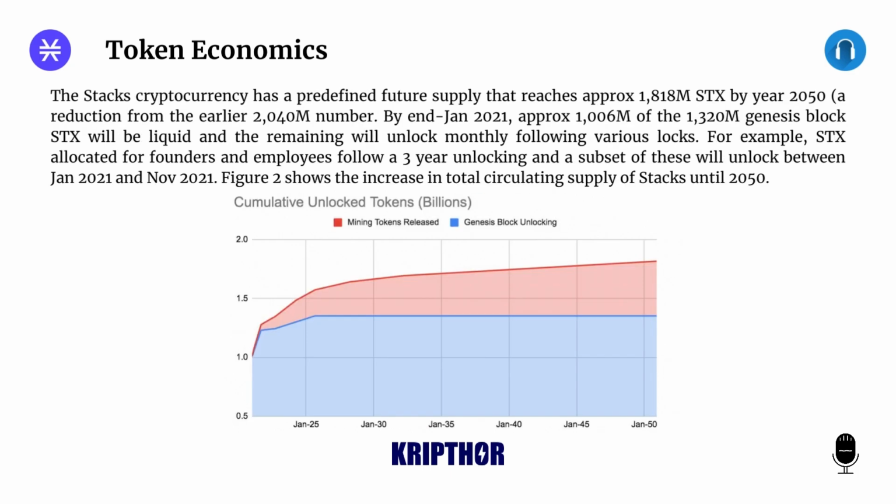The Stacks cryptocurrency has a predefined future supply that reaches approx 1,818 M STX by year 2050, a reduction from the earlier 2,040 M number. By end Jan 2021, approx 1,006 M of the 1,320 M Genesis block STX will be liquid and the remaining will unlock monthly following various locks. For example, STX allocated for founders and employees follow a 3-year unlocking, and a subset of these will unlock between January 2021 and November 2021. Figure 2 shows the increase in total circulating supply of Stacks until 2050.